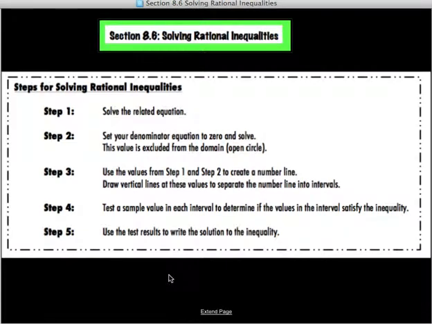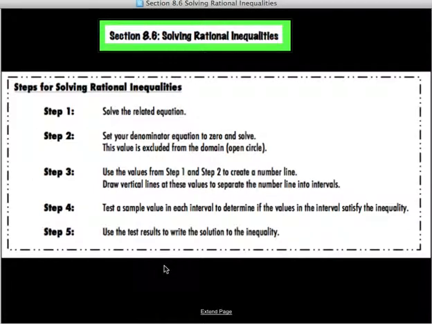Hello class, today we're going to look at section 8.6. This is our third day in section 8.6. The first 2 days we were solving rational equations. Today we're going to look at solving rational inequalities, so we're going to have less than and greater than signs in there. That's what we're going to be looking at today.